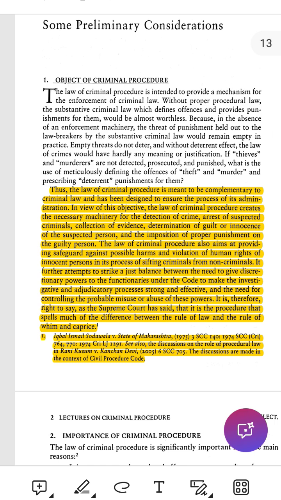Example, the police have the power to arrest a person, but they cannot just arrest anyone without a reason. They must follow the rules. If they misuse this power, it could lead to unfair treatment of people.